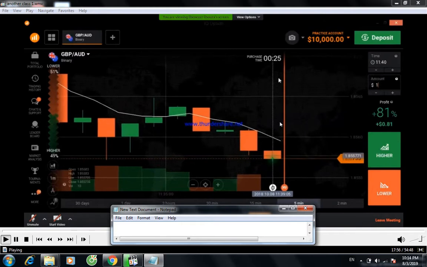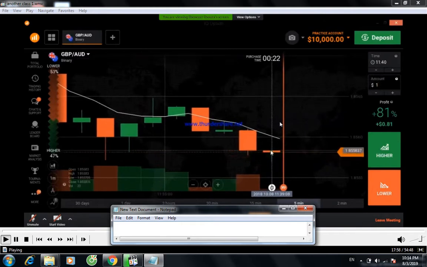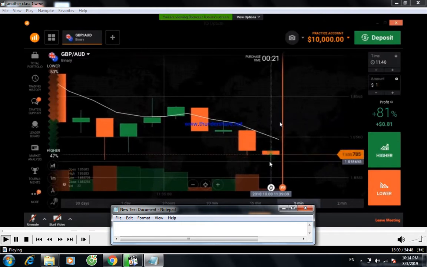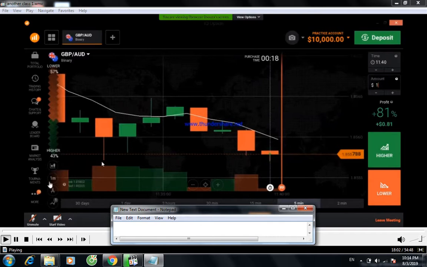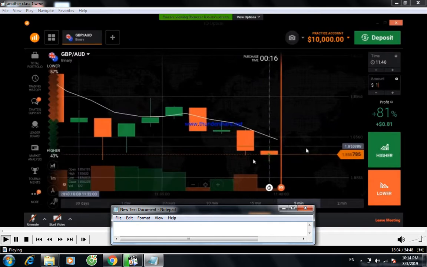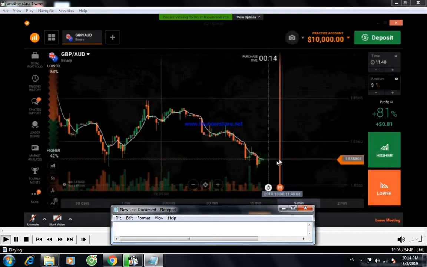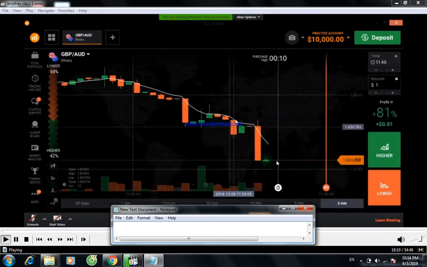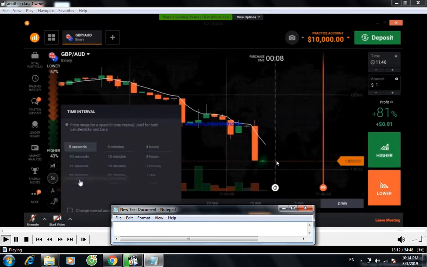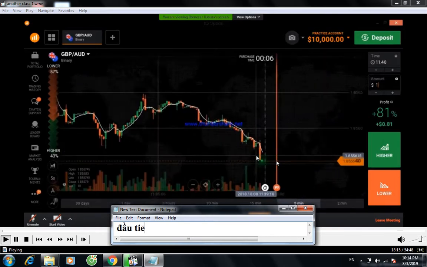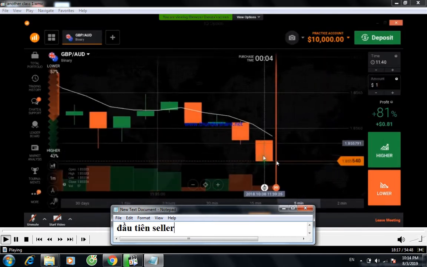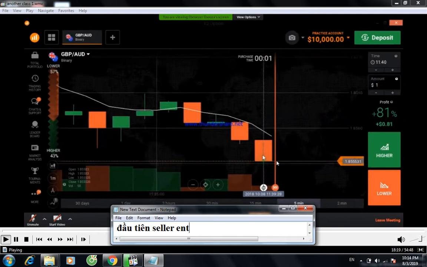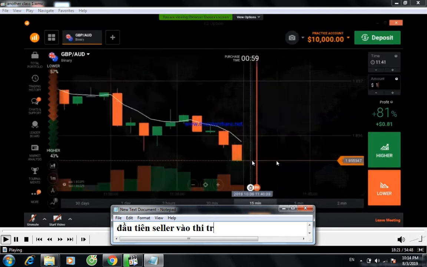Yeah. So you can see this is 24th minute. First seller center, right? First seller center. Okay, I will see here. Here you can see first seller center, right? So you can identify the seller's entry and buyer's entry in the candle rejection. You can see the movement. I will show you one thing. Just wait.